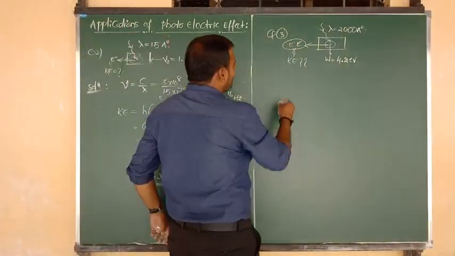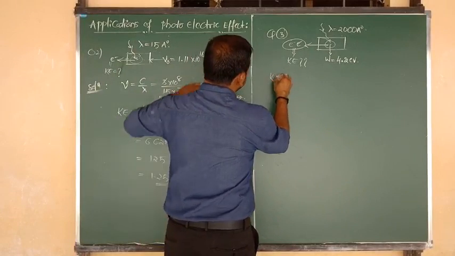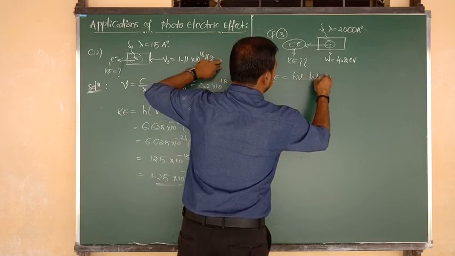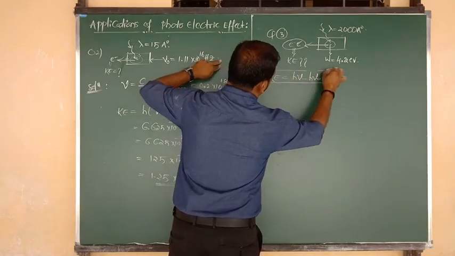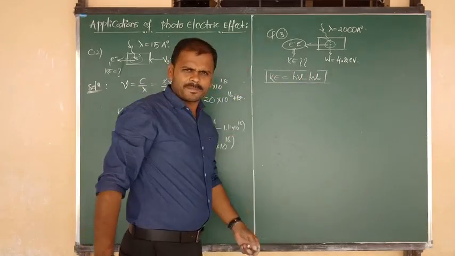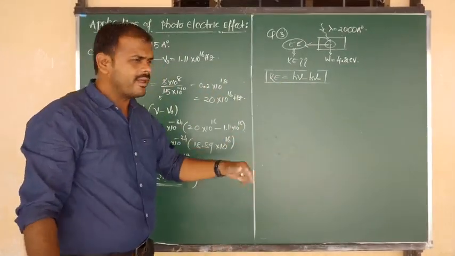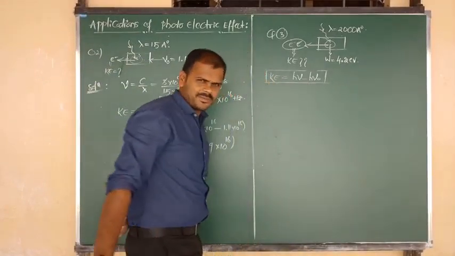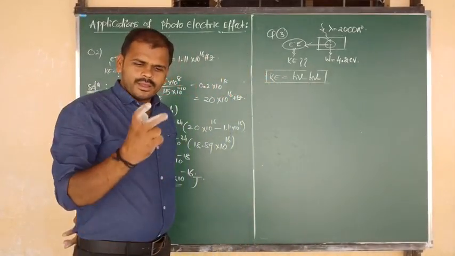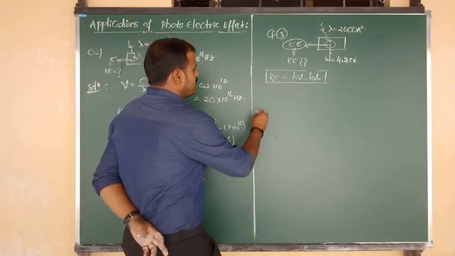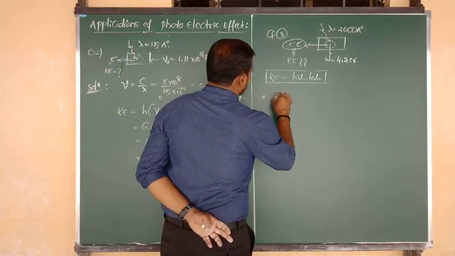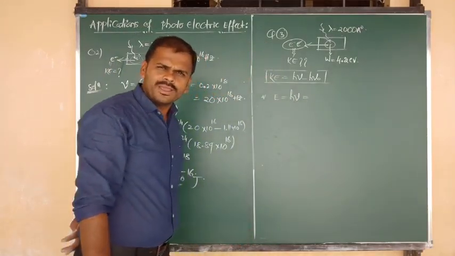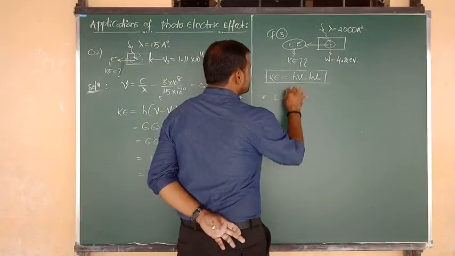So now let me consider the formula again. Kinetic energy Ke is equal to h nu minus h nu naught. This formula we have to use here. For that purpose, what factors do you require? That one we are going to calculate now. First of all, h nu, what is meant by h nu? h nu is nothing but quantum energy. So first of all, case number 1 is h nu, but in the place of nu we can write c by lambda.